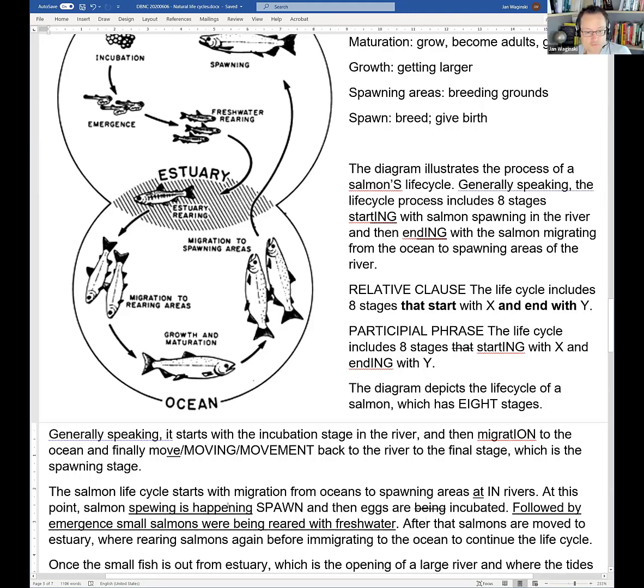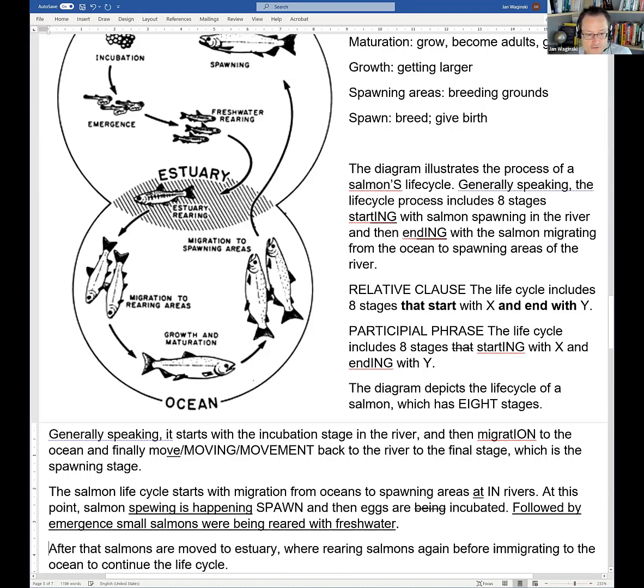At this point, salmon spawn and then eggs are incubated. If we want to do it like this, then we have to do a comma, followed by emergence.